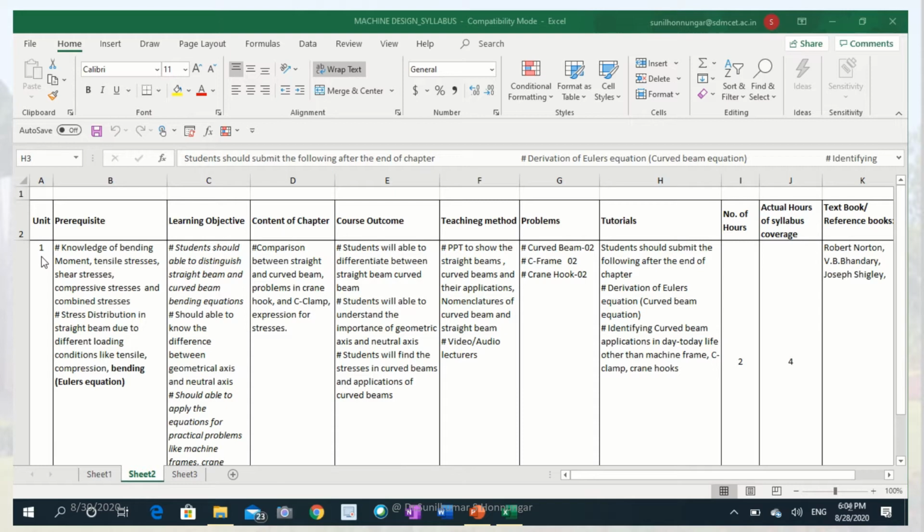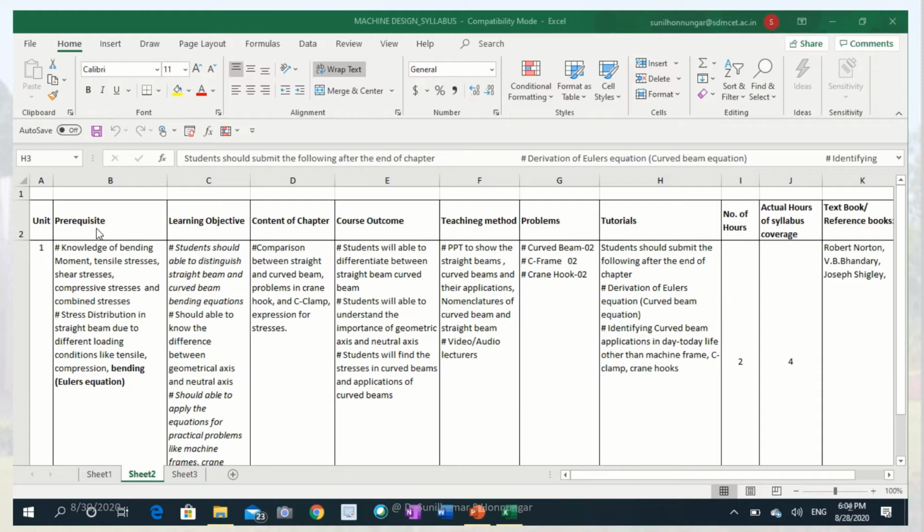Okay, in this Excel sheet I have made, the first column is the unit, where I have written unit 1. This time your syllabus is unit wise, not chapter wise: unit 1, unit 2, like that. In each unit you will have 2 questions, out of which you are supposed to answer any one. That is the question paper scheme, which we will see later. So this happens to be in unit 1.